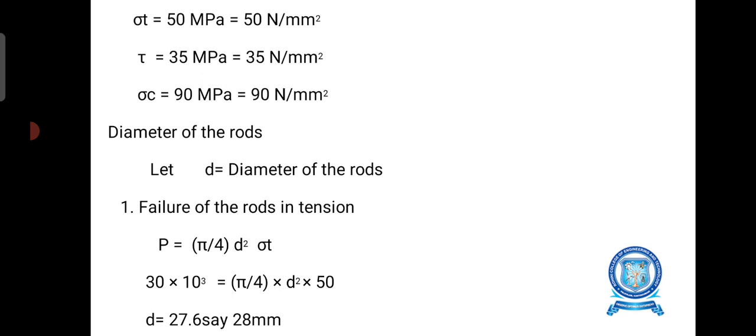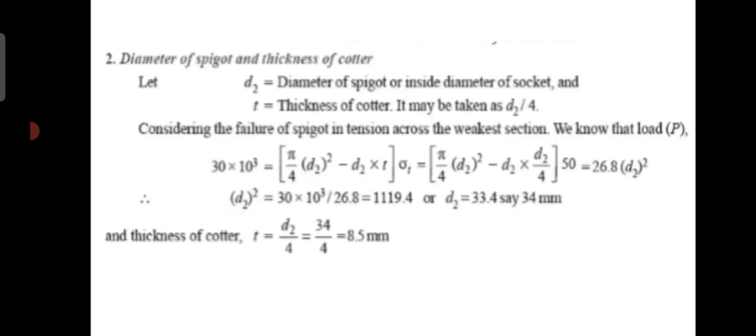First we want to find failure of the rod in tension. The suitable formula we know: P equal to pi by 4 d square into sigma t. P is given in our problem, 30 into 10 to the power 3, equal to pi by 4 d square into sigma t, which is also given, 50. So finally we can find d equal to 27.6. So we may say 28 millimeter.